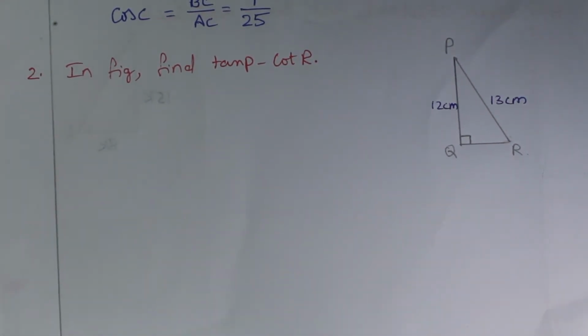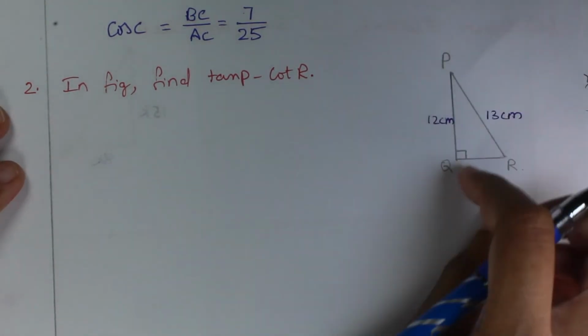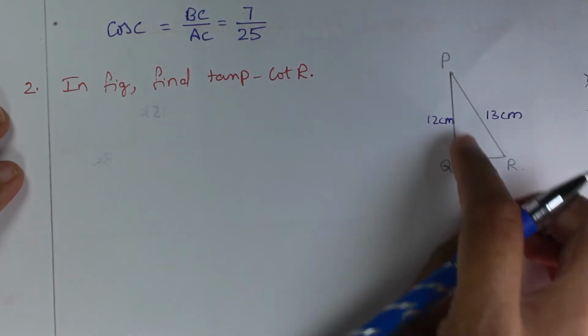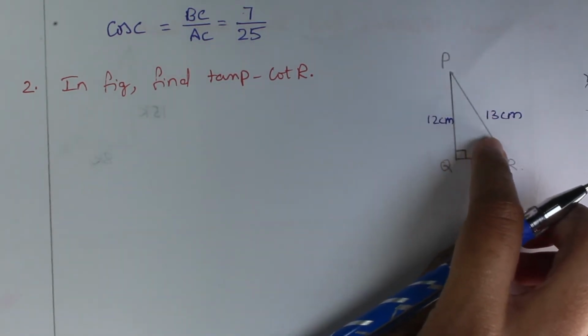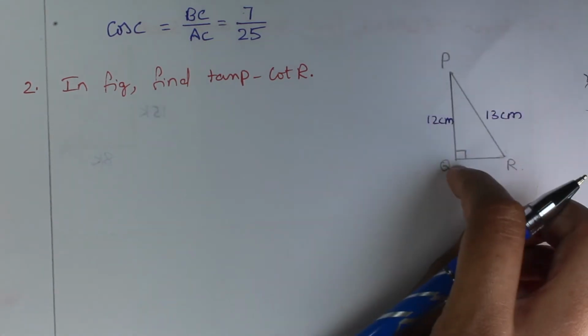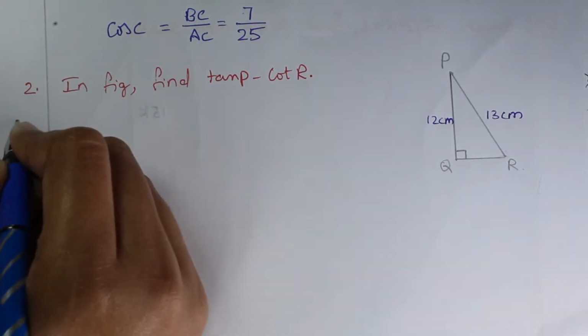So there is a figure given. Can you see the figure here? So in the figure he has given PQ is equal to 12 centimeters, PR is equal to 13 centimeters. He has given the hypotenuse and one of the sides PQ. Now he is asking us to find out tan P minus cot R.